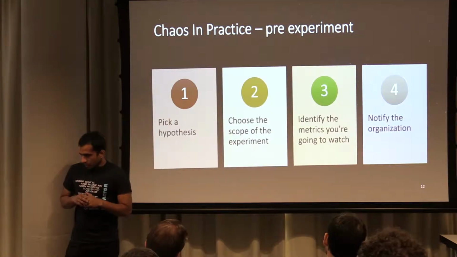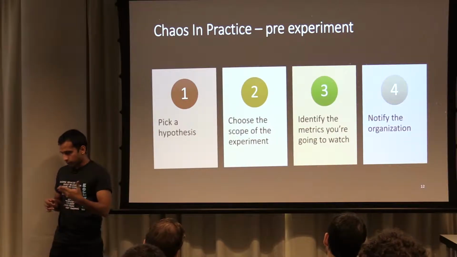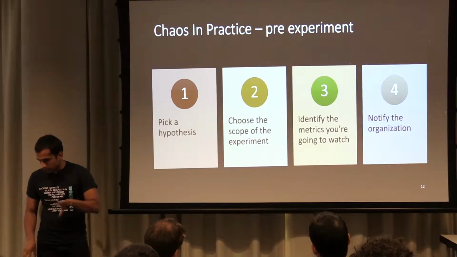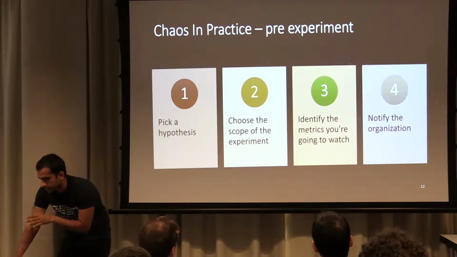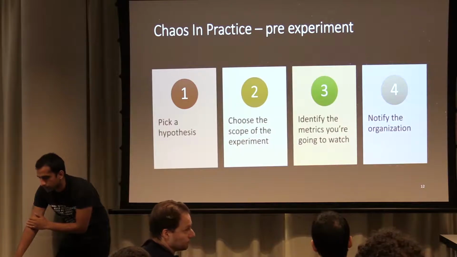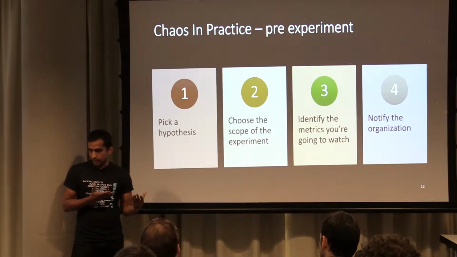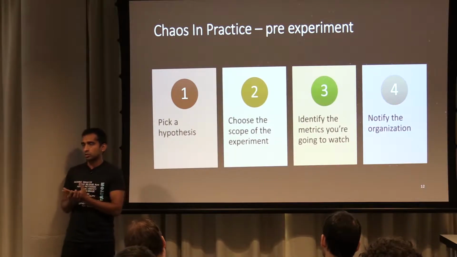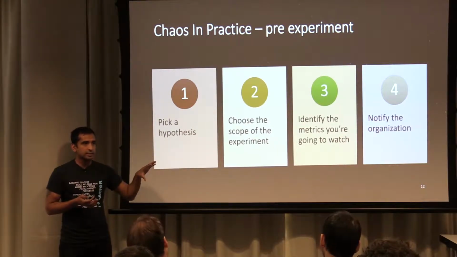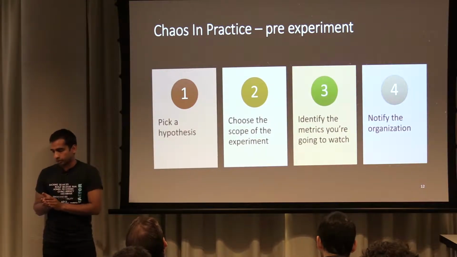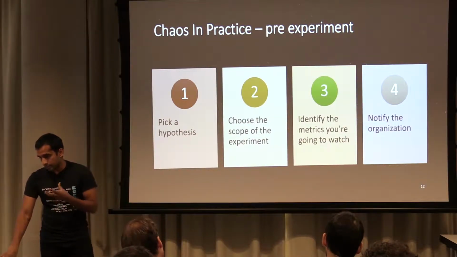So I'm just going to walk through the flow of creating an experiment and running it. This is going to be very similar to what I've talked about, but in a more streamlined flow. So the first thing is to pick a hypothesis, the steady state hypothesis, and then you choose the scope of the experiment. Your hypothesis and the steady state determine what the scope of the experiment is. You know how far you want to push the system. And the third part is to identify the metrics.